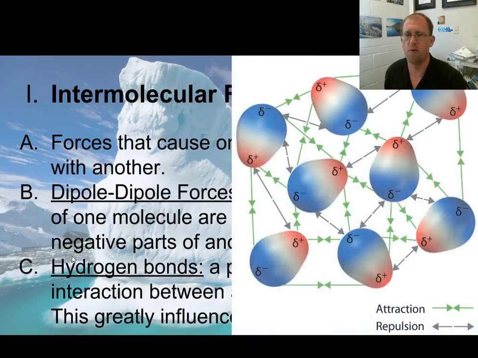Here's just a picture of dipole interactions. Partially positive part of this molecule attracted to the partially negative part of this molecule and repelled by the partially positive part of this one. So they orient themselves so the positives are near the negatives and the negatives are near the positives, right? Law of charges stuff.